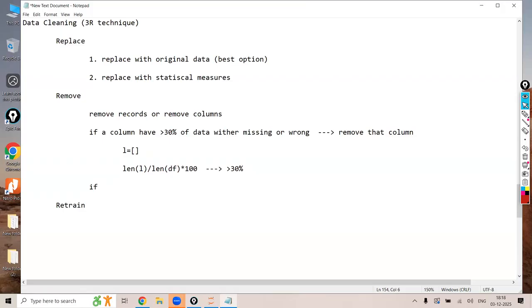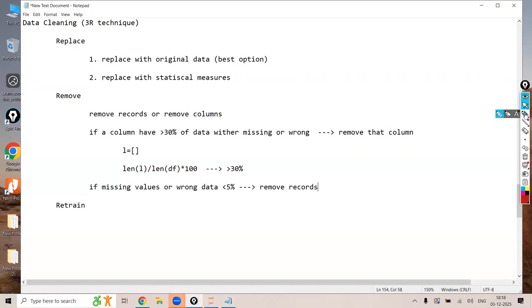And second, what are the missing value percentage? What are the missing values or wrong data? If the wrong data percentage is less than 5%, in that case, blindly you can remove the records. You can remove the records up to 5%, no problem.